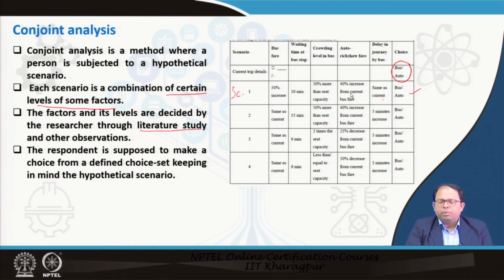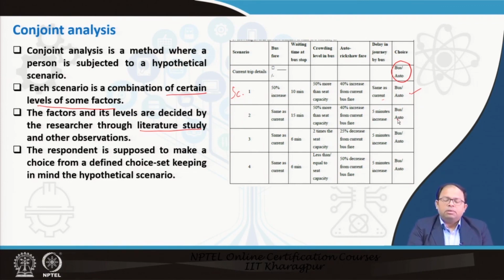There is another point. In the next scenario, we can see that the levels change. The parameters remain the same, but the levels that we are giving him as options change. For example, this was 50% increase, this becomes same as current. Then waiting time at bus stop was 10 minutes, this becomes 15 minutes. So 50% more than seat capacity, so this crowding level also changes. This remains same. This becomes 5 minutes increase in delay. And then will his choice remain the same, or what will his choice be in this particular scenario?